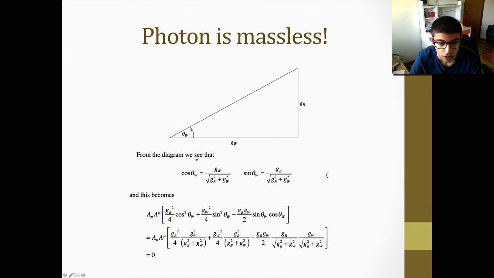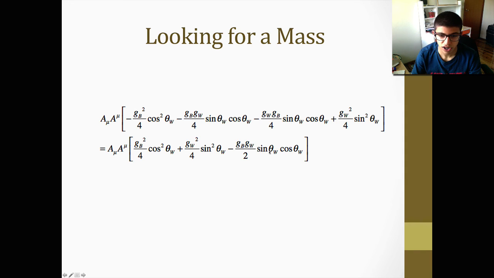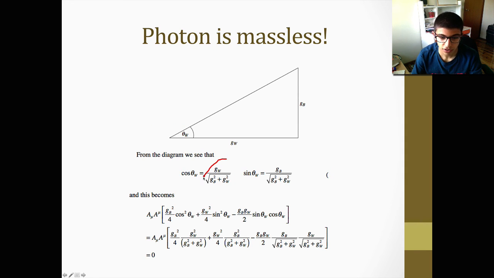Because what happens here is that from this diagram we see that if we do a little bit of high school trigonometry here, this is your hypotenuse, opposite, and your adjacent, your right angle here. So you see cosine, which is adjacent over hypotenuse, essentially is your coupling constant GW over the square root of G squared B plus G squared W. And essentially we get a similar result for sine. And now we can replace these sines and cosines, which we got previously here, with these Weinberg angles. You introduce them into the equation.